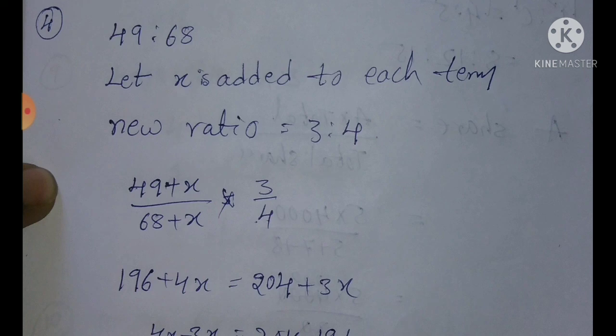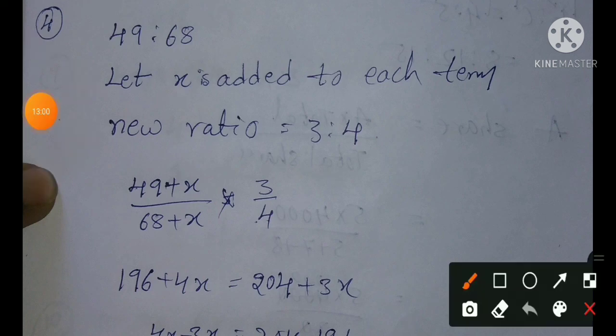The new ratio will be 3:4. Then (49 plus x) by (68 plus x) equal to 3/4. Just cross multiply this. You are going to get 196 plus 4x equal to 204 plus 3x, by multiplying 4 with 49 plus x, 3 with 68 plus x.